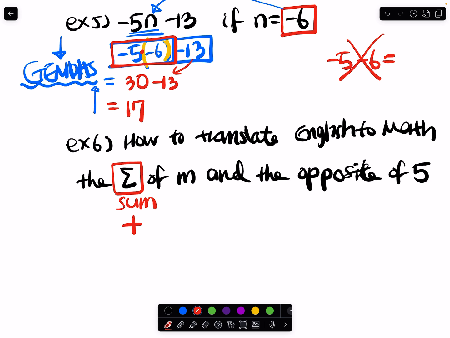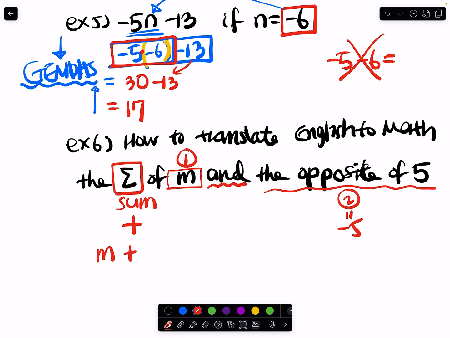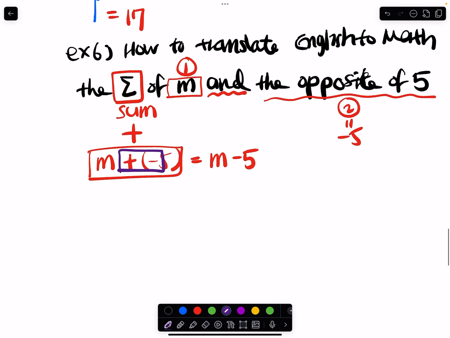So the sum of m and the opposite of 5. What are you summing? First number is m. I don't know what that is, but that's our first number. You're adding that, and what's the second number? Second number is the opposite of 5. What's the opposite of 5? Isn't it negative 5? So you're adding m and the opposite of 5, which is negative 5. I will give you full credit for this one, but I will take this one as well, m minus 5. Simply because you have contradicting signs right here, plus you are adding a negative value, therefore overall it's minusing.